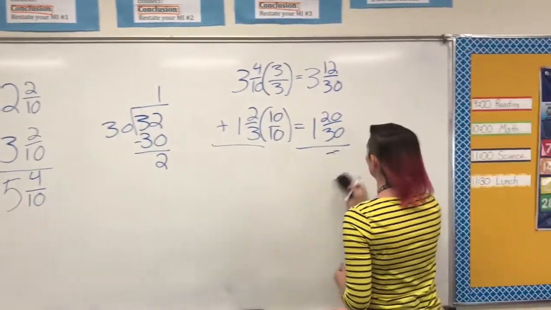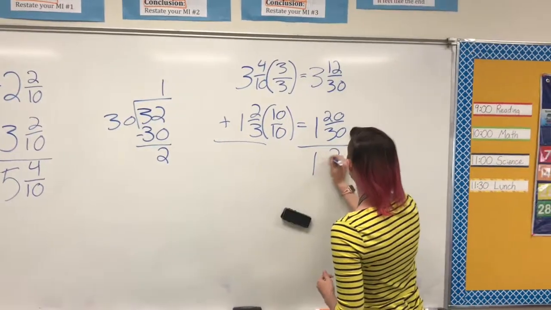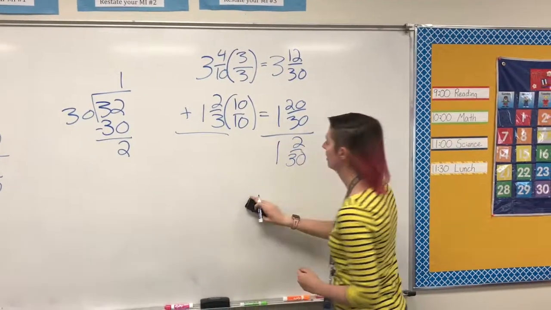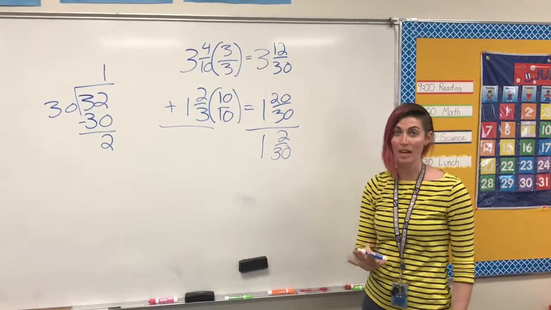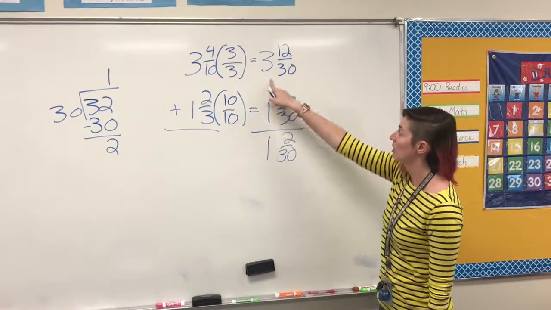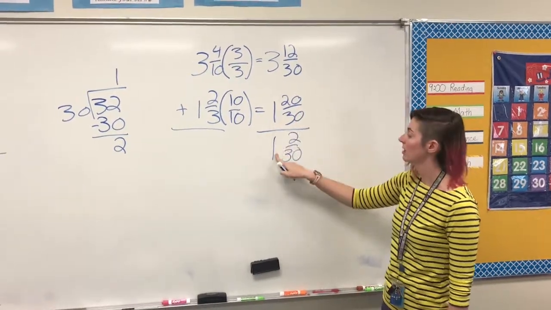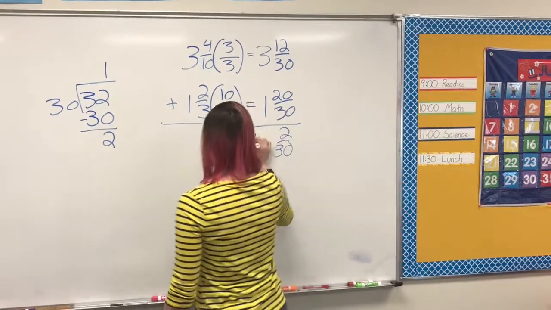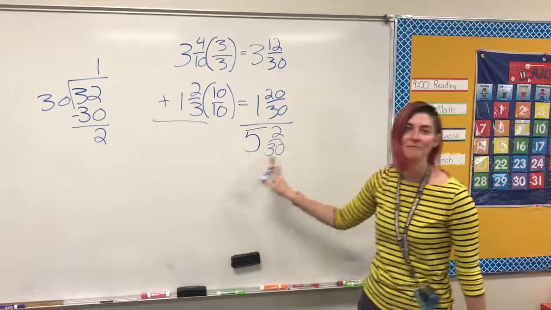So when we head back over here, we have 1 and 2/30, but we haven't added our whole numbers yet. Don't forget about your whole numbers. 3 plus 1 is 4, plus 1 is 5. 5 and 2/30.